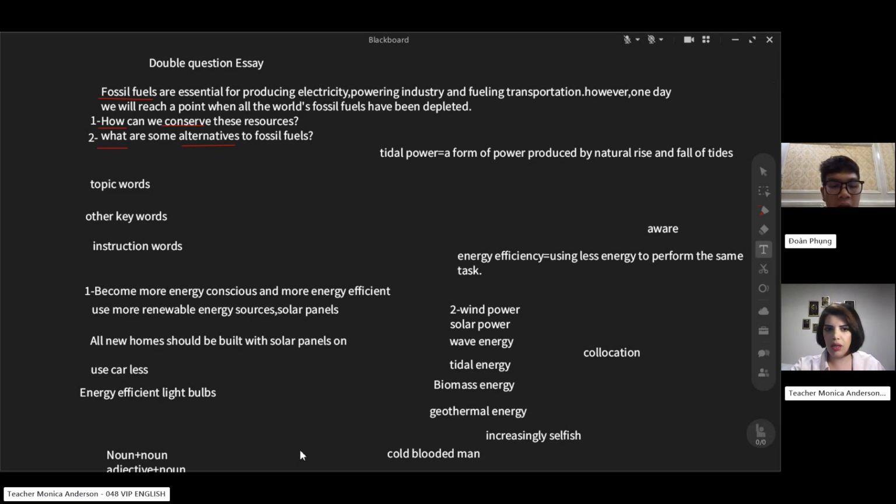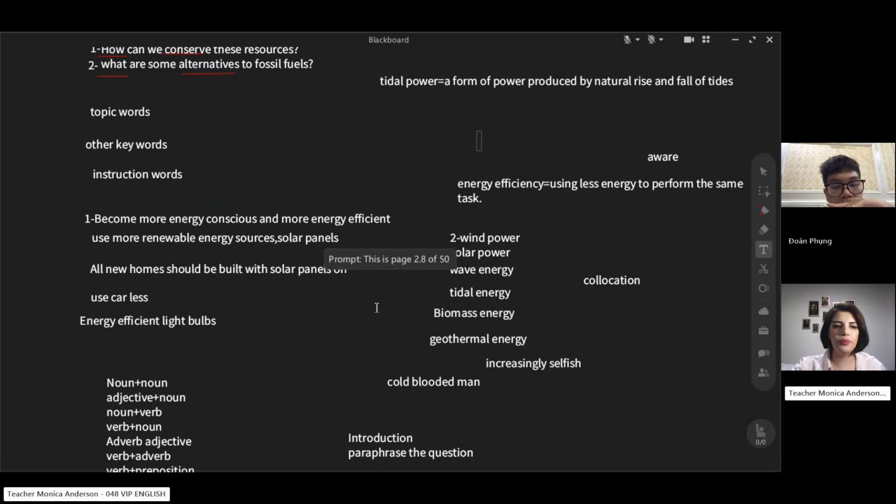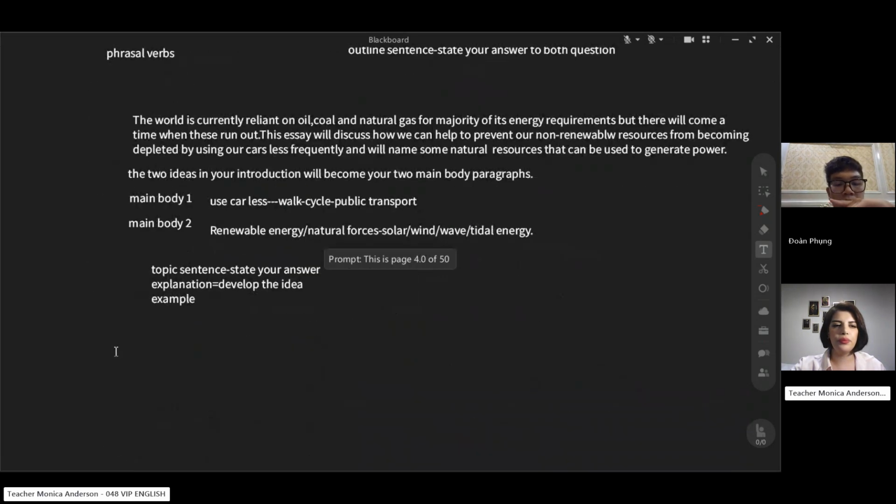I just need a topic sentence. Of course, I can expand. Topic sentence. Okay, so let me write on the board. So, topic sentence.